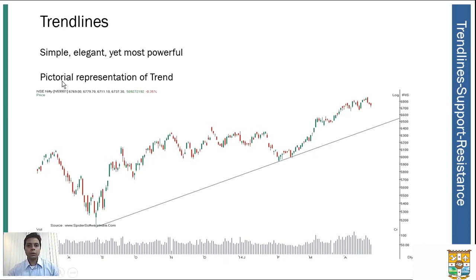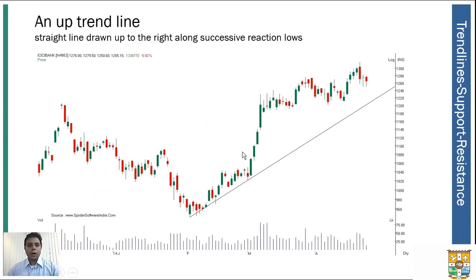It's also a pictorial representation of trend. Essentially, the fact that the trend in this case is sloping up slowly can be reflected by the fact that the slope of the trend line is positive. So as long as the slope is positive, you can expect the candles to be on the left hand side of the trend line, so the trend is up. Well, this is an up trend line, where we have a chart over here of a banking stock, ICICI Bank.